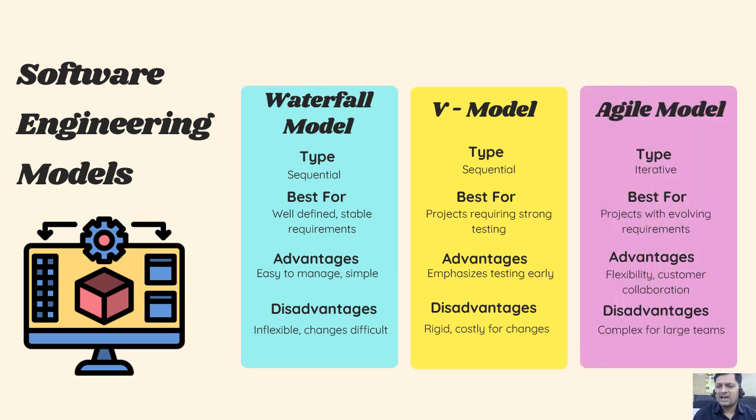Next, we have agile model. So agile model is a type of iterative model. It is best suited for the projects with evolving requirements, where the requirement of the customer is changing. So we use such kind of model over there. Advantages are flexibility, customer collaboration. Disadvantage is it is complex for large teams. So involving the customer in our software is very important for us, because we are making software for the customer. So in agile model, we involve customers.